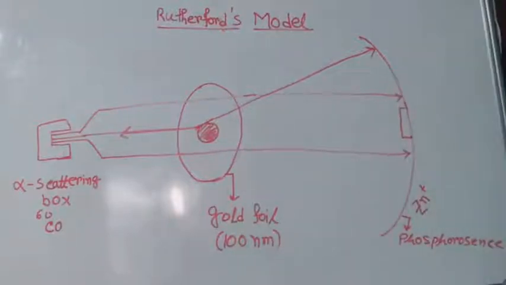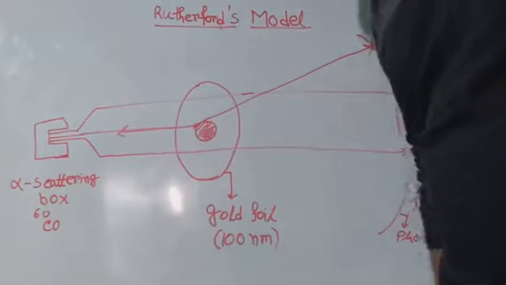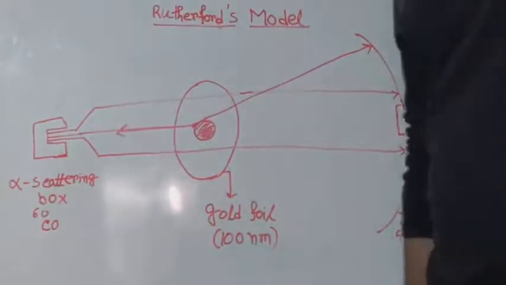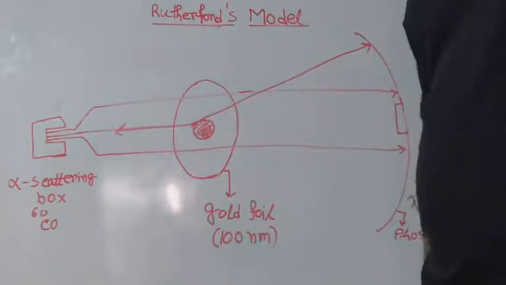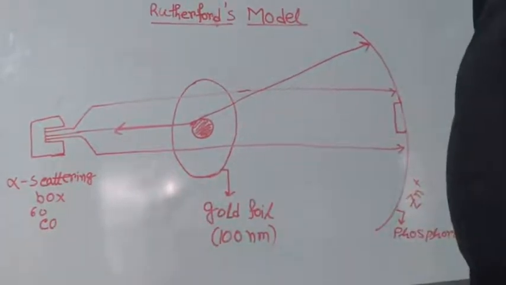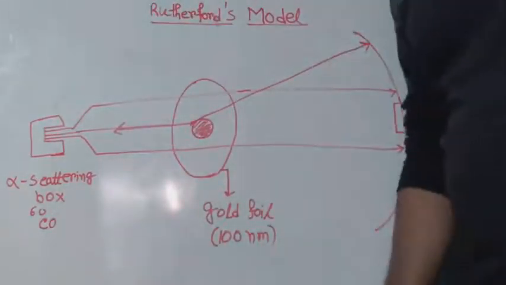Good morning, students. Today we will discuss the Rutherford model of the atom, or the Rutherford gold foil experiment. It is the most important topic in your syllabus for class 9 students. I have already drawn the structure of this model, and then we will discuss it.